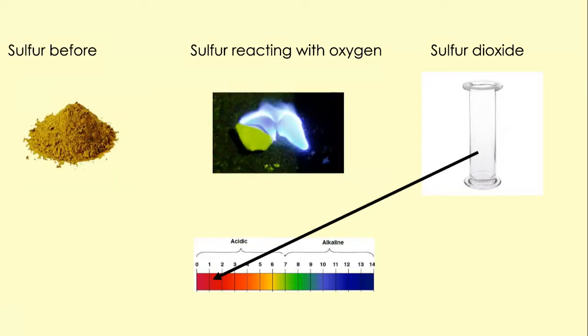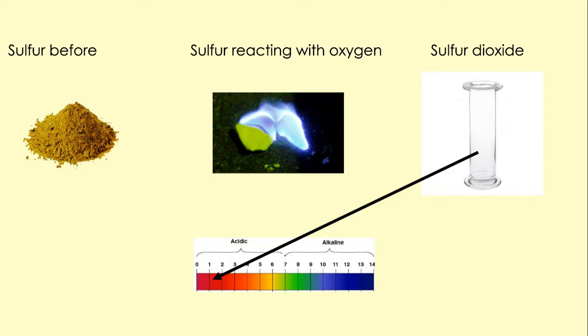The last one is sulfur. If we've done this in the lab, I think this is the nicest of them, although the magnesium is quite spectacular with a bright white light. So sulfur is a yellow powder as the element. Before we stick it in the Bunsen burner, it's a nice yellow powder. When it burns and reacts with the oxygen, you get this nice blue flame. It melts first into a red liquid, and then when it starts burning, you get this nice blue flame.